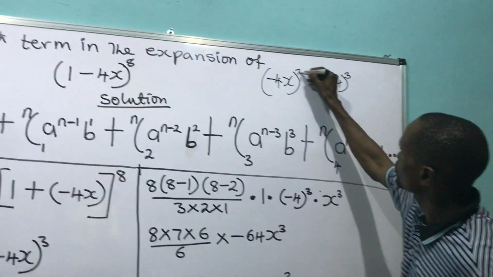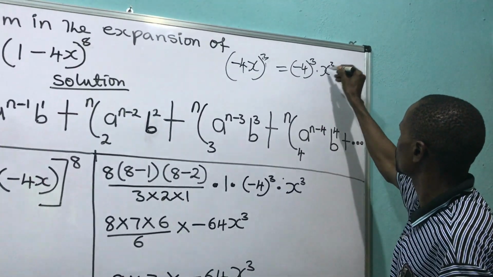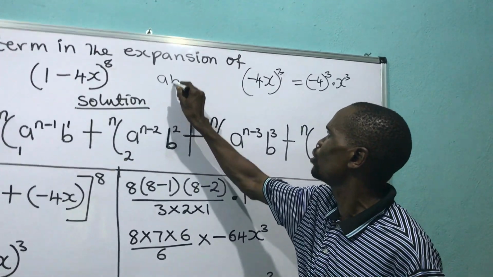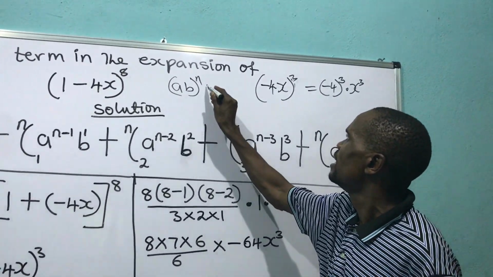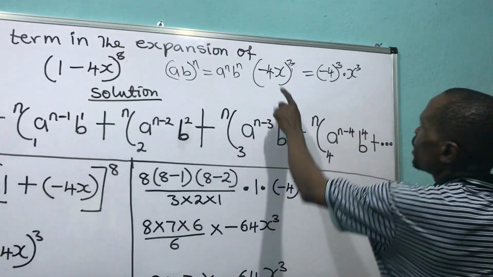Look at this 3, that's what they give us. And this will be what? Dot multiplication, x raised to power 3. This is what they mean. And that's what indices told me: (a + b) all raised to power n is equal to a raised to power n and b raised to power n. And that's what I did here.